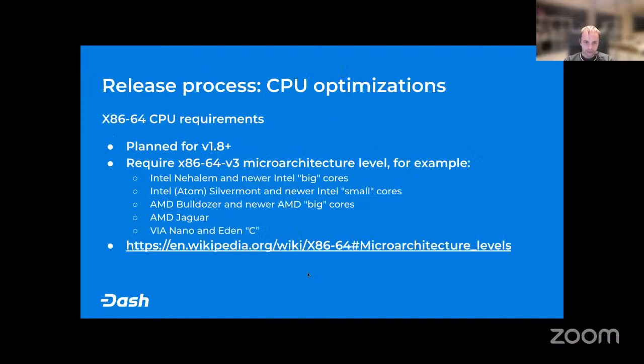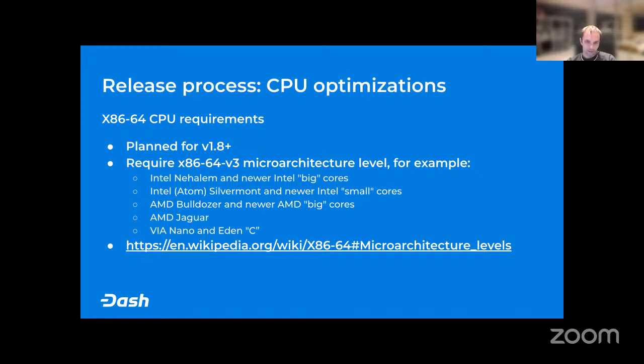On the next slide, I also spent some time looking into the CPU optimizations topic. Most likely, starting with Dash Platform 1.8, we will enable a requirement to have a CPU supporting x86-64 v3 microarchitecture level. There are a few CPUs listed on the screen, but you can also go to Wikipedia and check the details there to determine if your CPUs will be compatible.